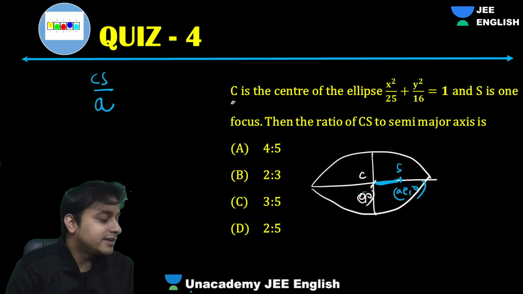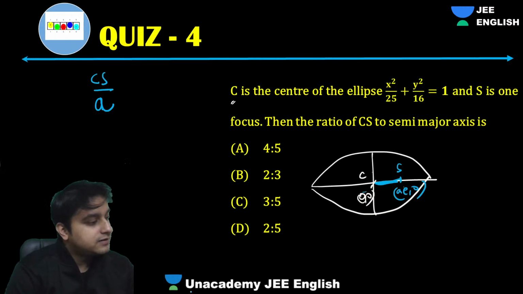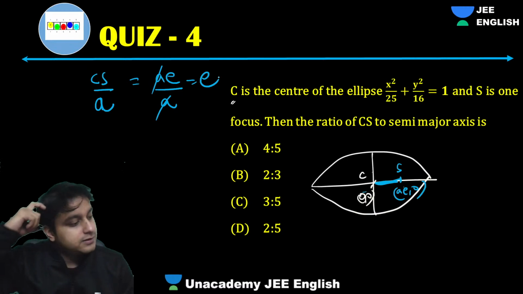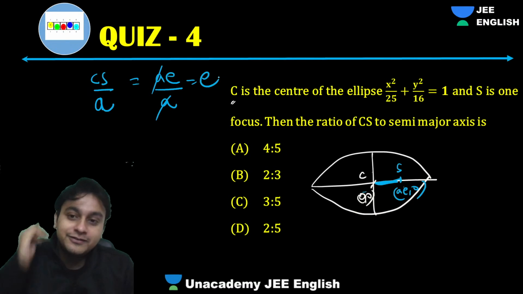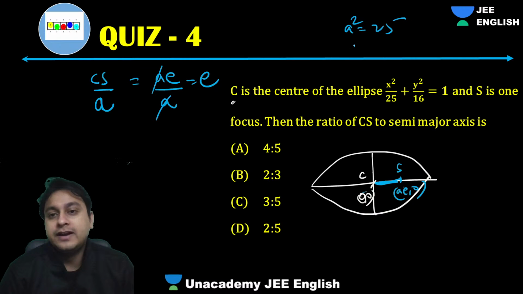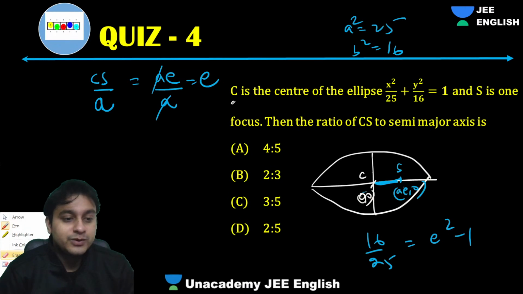Let me check the question once again. Yes, I think so. That's what the question is. So it's going to be CS by semi-major axis. Right? So can I say that CS will be AE upon A? So that is what E they are asking. Simple. So how will you get that E? We know the A and we know the B, right? A square is 25 and B square is 16. We know that 16 by 25 is going to be 1 minus E square.